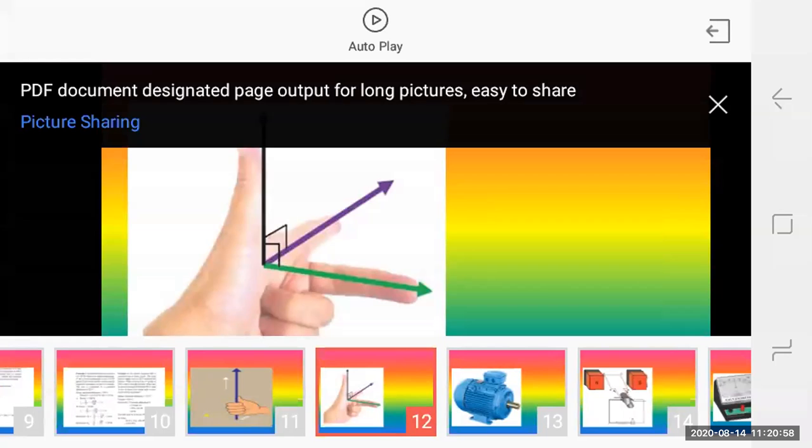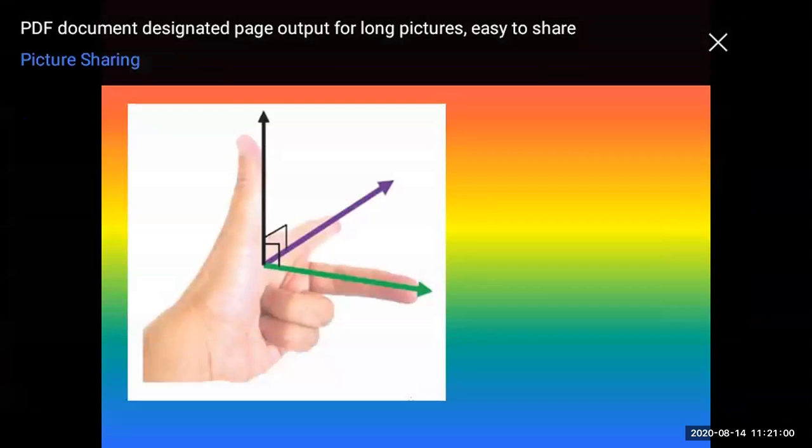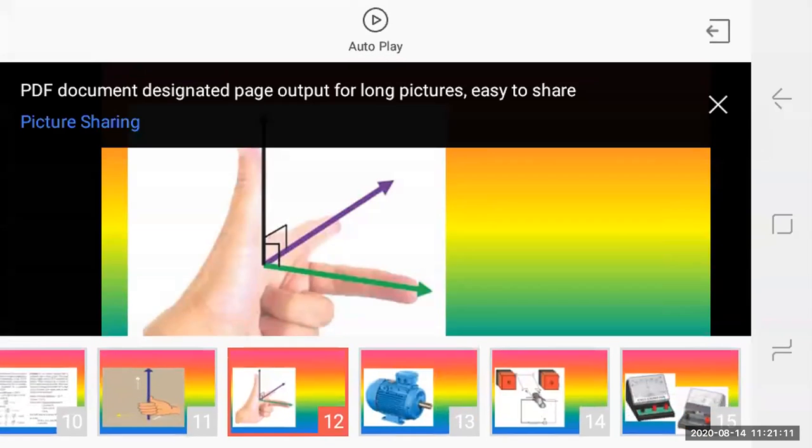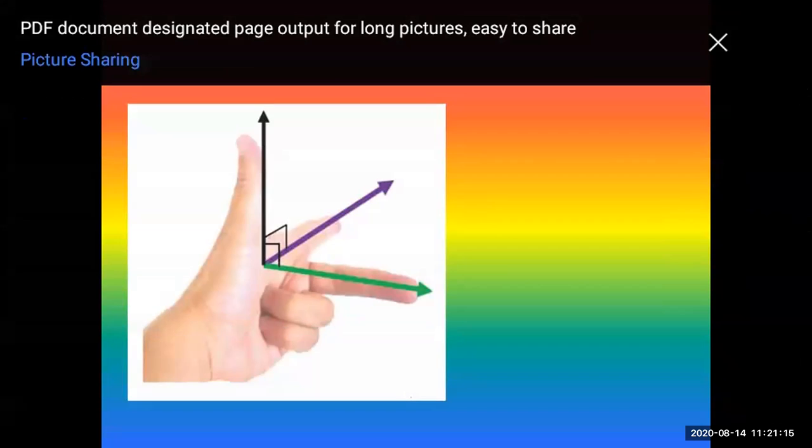I already told you about Fleming's left hand rule. Now we will be starting with Fleming's right hand rule. You can refer to the diagram, page number 58. Fleming's right hand rule.